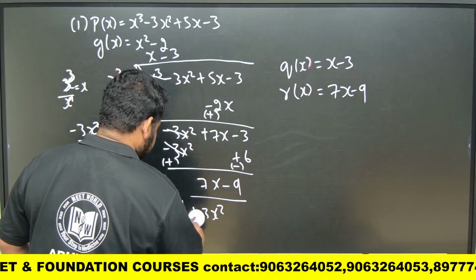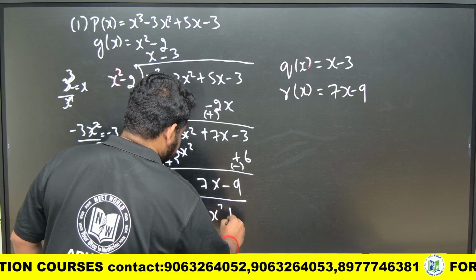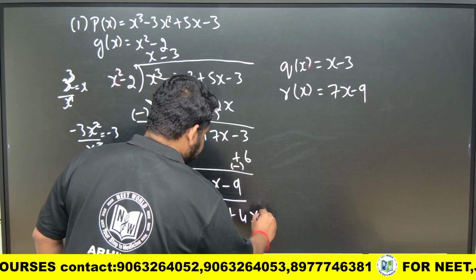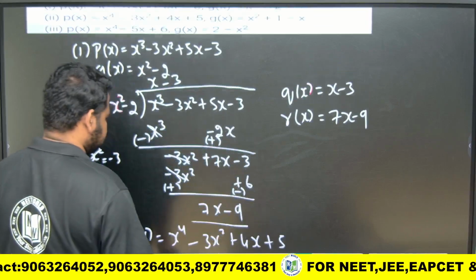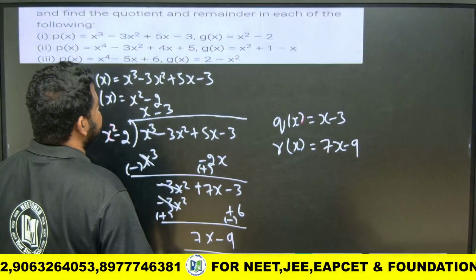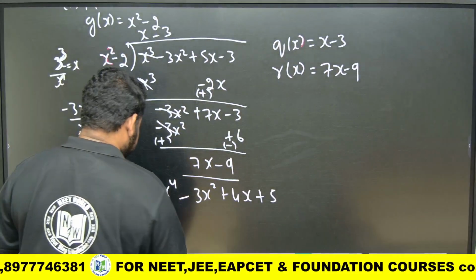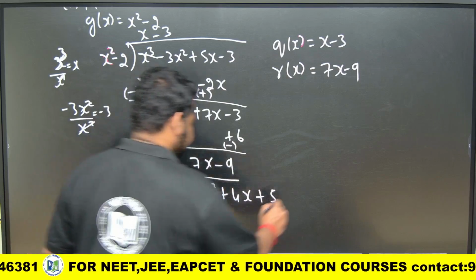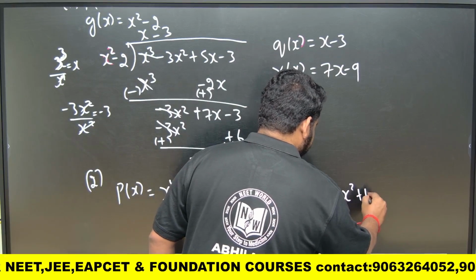This is minus 3x square. Should be careful while copying the question. Minus 3x square plus 4x plus 5. So x to the power of 4 minus 3x square plus 4x plus 5 is divided by g of x. What is g of x? X square plus 1 minus x.